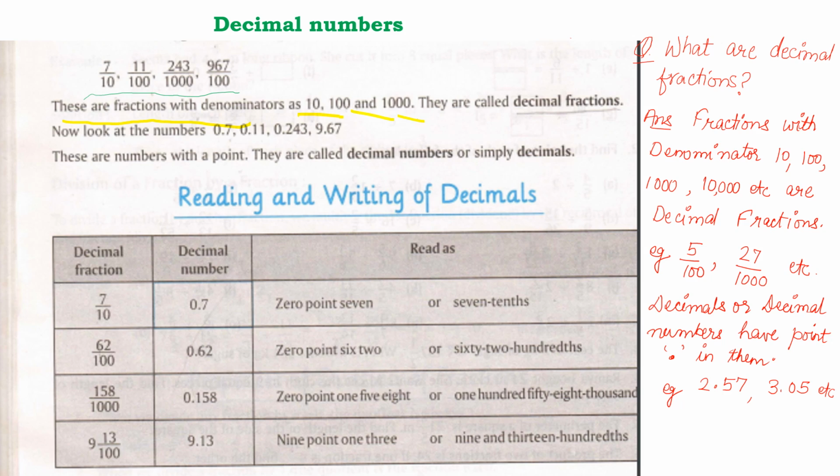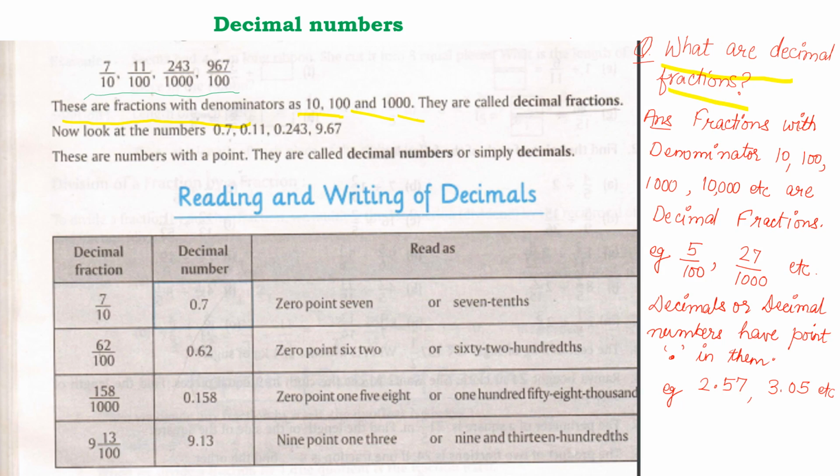So now if you are asked what decimal fractions are, I have given you the answer: fractions with denominator 10, 100, 1000, 10,000, etc. are decimal fractions. Is it clear to you? I will request you all to write the definition of decimal fractions, which is given in the form of question and answer on the right side of the PPT.